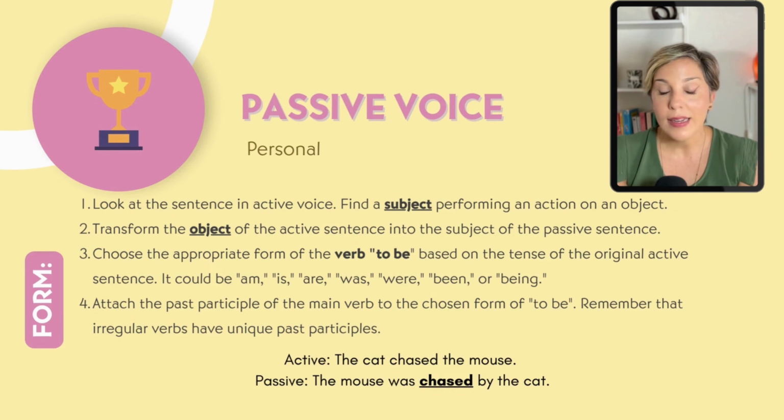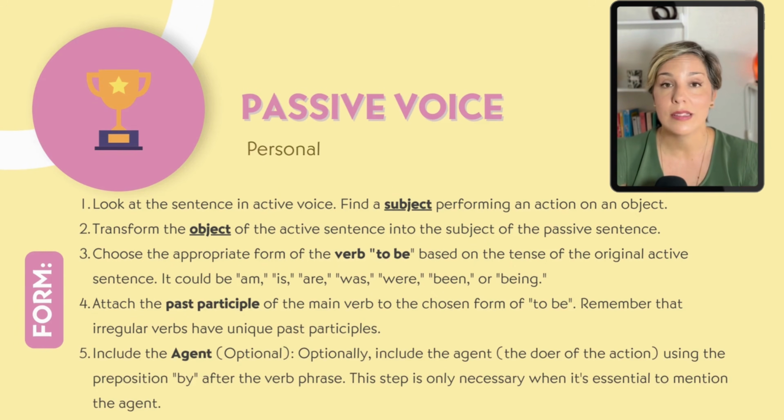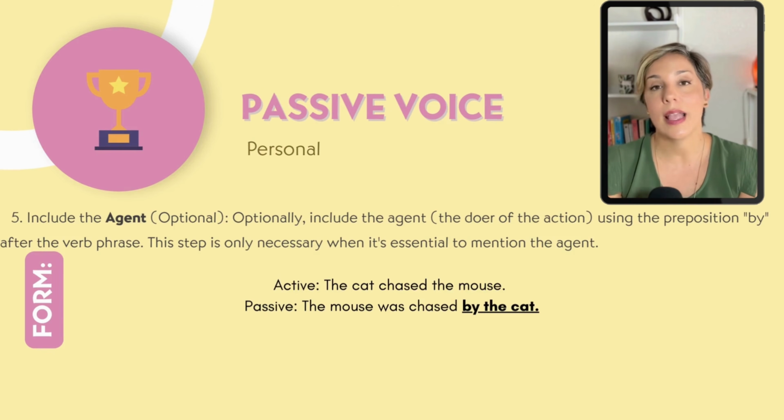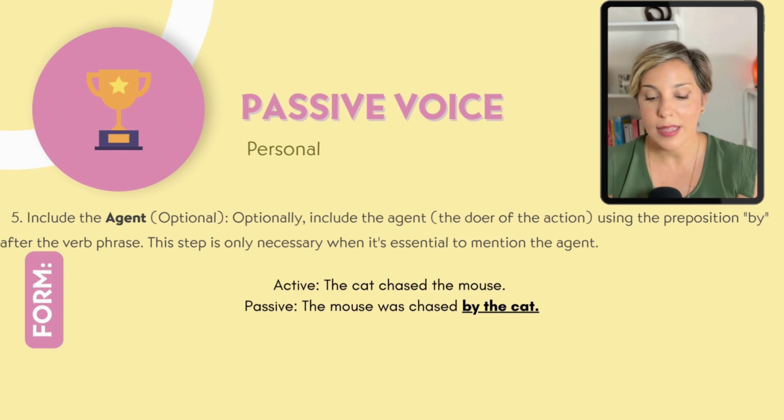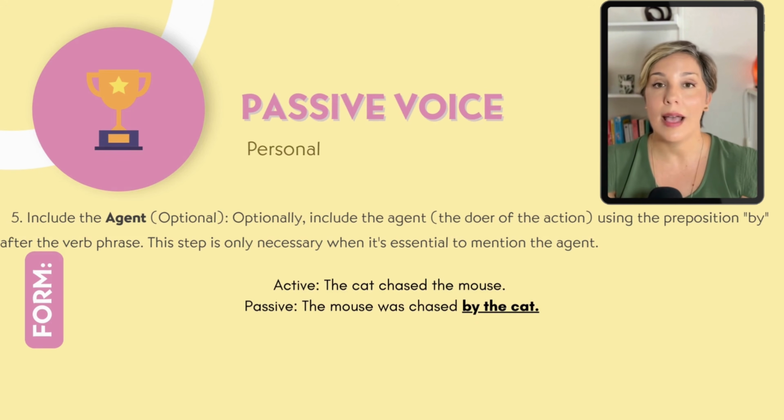And then finally, if you want, because this is only optional, you can include the agent of who did the action in the passive sentence, okay? In this case, you can introduce the agent with the preposition by. That's why we say the mouse was chased by the cat, okay? But again, the agent is absolutely optional, only if you want to and if it makes sense.